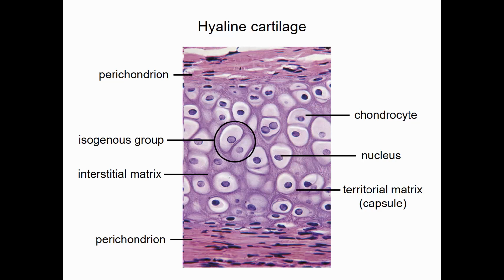Sometimes you have clusters of 4. And sometimes they're not all in the plane of section, so you'll see 3 of them. And then sometimes you'll see cells that have moved apart from each other because more matrix has interposed between them, and so you're not sure whether it's an isogenous group or not. But the clusters are called isogenous groups.